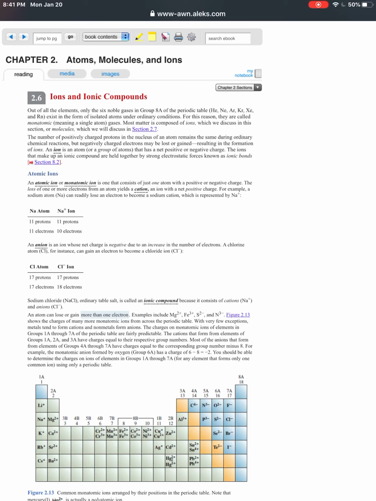Chlorine, on the other hand, with 17 protons and 17 electrons, Cl, has a tendency to gain an electron and have 18 electrons instead of 17. So now it has more negative charge than positive. So it is now a negatively charged ion, which is called an anion, A-N-I-O-N. So chloride is an anion.